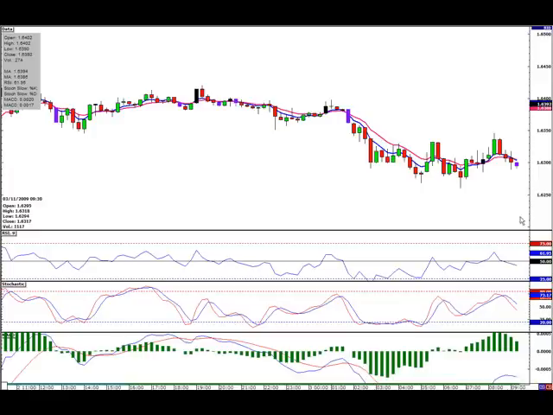And here we get a crossover. This is at 9:15. Let's look at the indicators. RSI is below 50. Stochastics are trending down. MACD is positive and losing value. This makes this a valid entry.